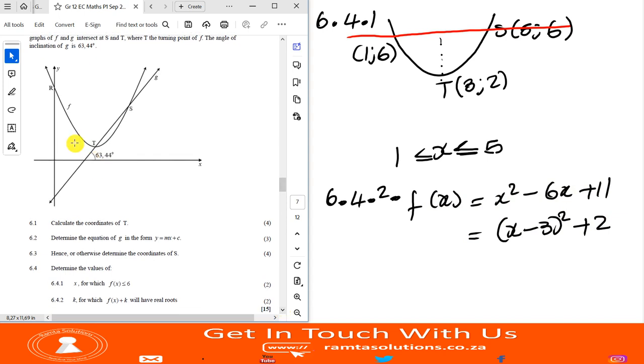Now, when it shifts 2 units down, it will touch the x-axis. It will have roots, which are x-intercepts at whatever point here. So I'm saying it has to shift 2 units down.